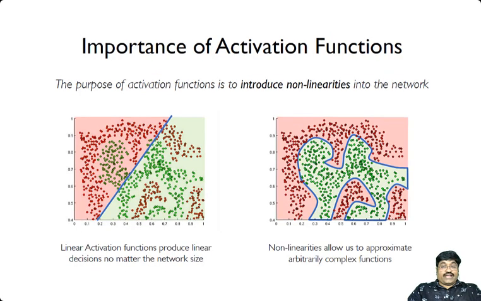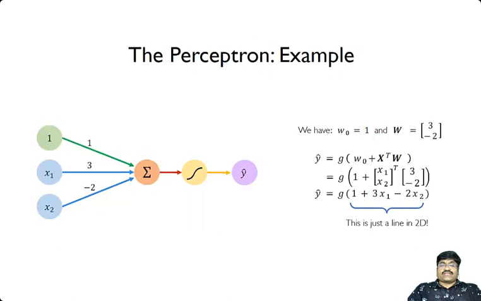On the other hand, nonlinearities allow you to approximate arbitrarily complex functions by introducing these nonlinearities into your decision boundary. And this is what makes neural networks extremely powerful. Let's understand this with a simple example. And let's go back to this picture that we have had before. Imagine I gave you a trained network with weights W on the top right. And so W here is 3 and minus 2. And the network only has two inputs, x1 and x2.